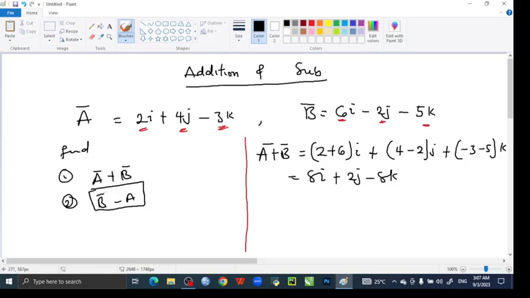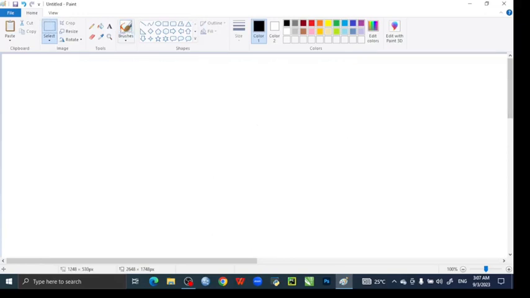So quickly, let's move to the next thing. Now, when we talk about the properties of vectors, you can check that in your notes. Now, let me just do some explanation on that quickly. Properties of vectors.